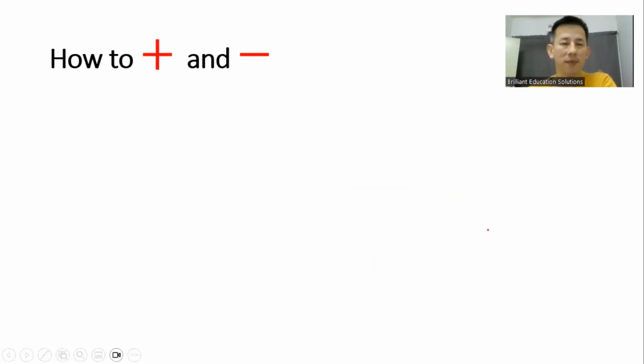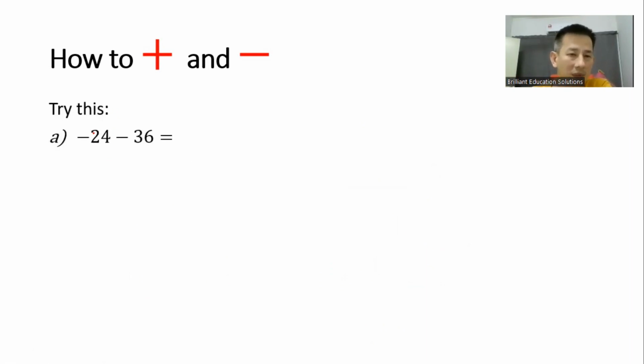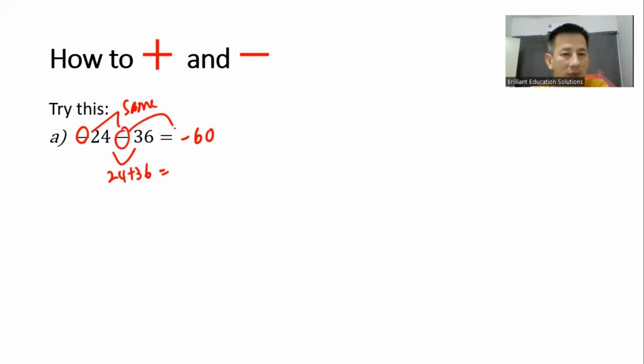Now let's try this. So same sign or different sign? This is same sign, so therefore you plus: 24 plus 36 is equal to 60. And the sign is negative. See, the sign is negative.